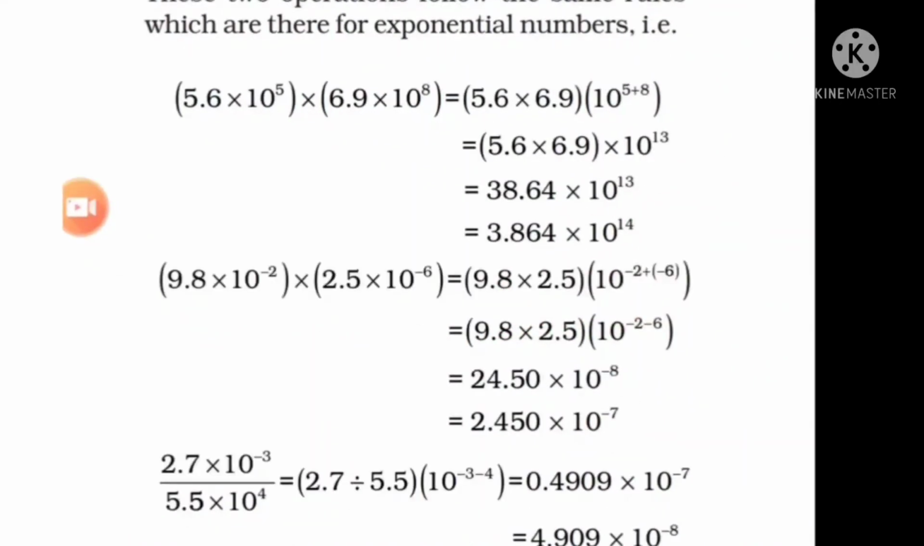In the case of division, first divide the coefficients, then subtract the exponents. 2.7 times 10 to the power of minus 3 divided by 5.5 times 10 raised to 4. This we can write as 2.7 divided by 5.5 times 10 to the power of minus 3 minus 4. That is equal to 0.4909 times 10 to the power of minus 7, which we can write as 4.909 times 10 to the power of minus 8.